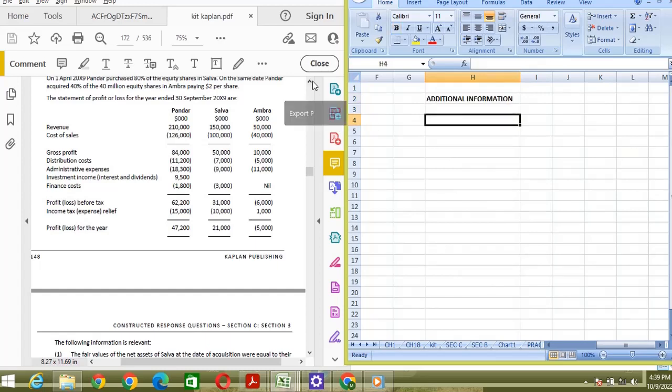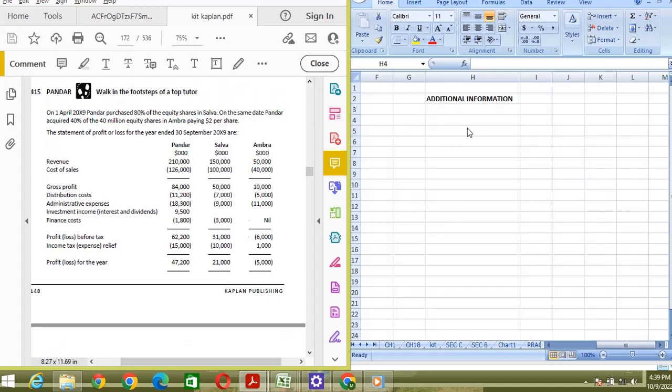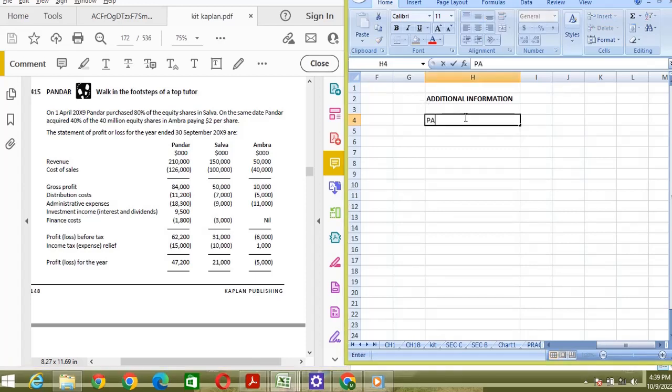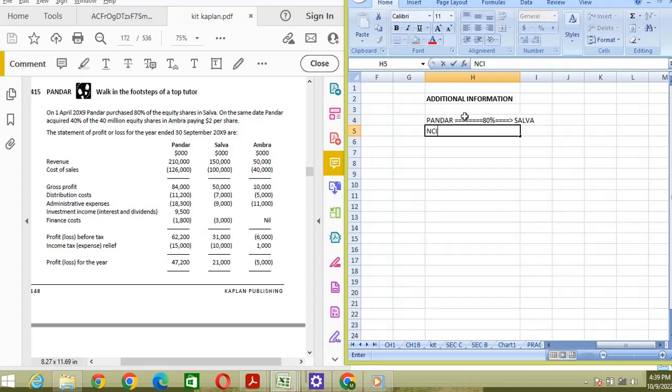So let's read out the question. On 1st April 20X9, Pandar purchased 80% of equity shares in Salva. It means Pandar is the parent company who purchased 80% of the ordinary share capital of Salva, and it means NCI is 20%.